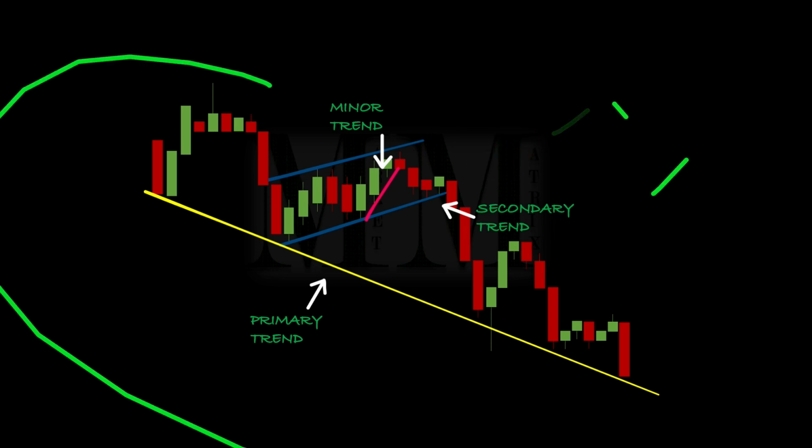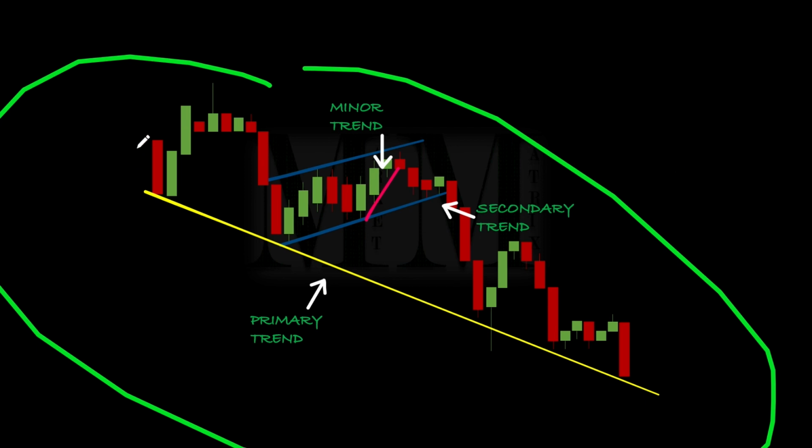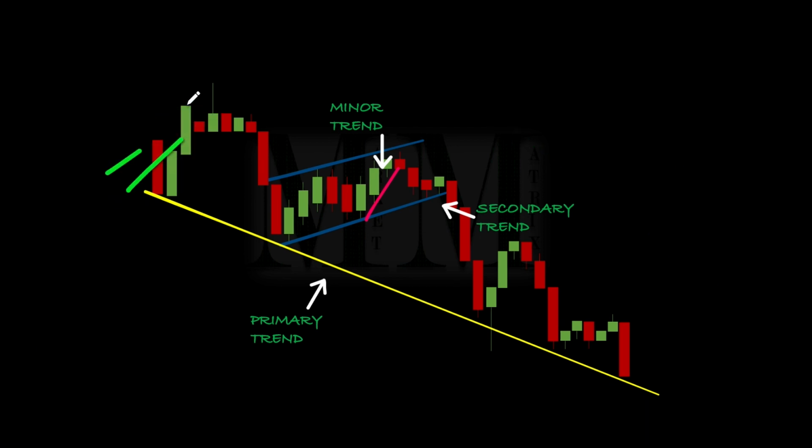So if this is a yearly chart, then maybe a couple days of price action, a little bounce or retracement, consolidation, whatever it is, those might be the minor trends. If you're looking at one day's worth of price action, maybe a couple minutes of a pop, a drop, a pop, a drop, that might be your minor trends.